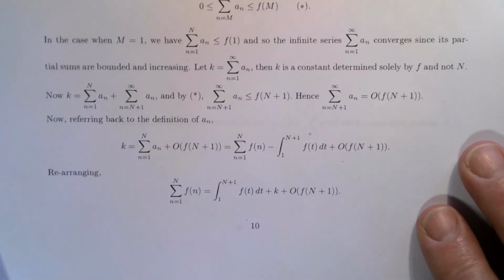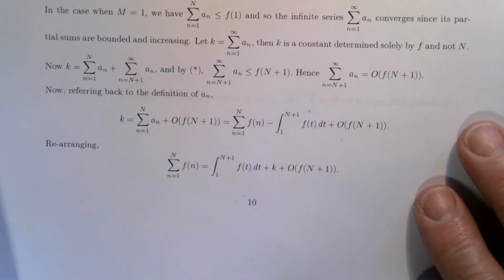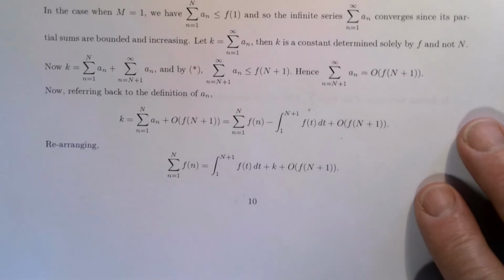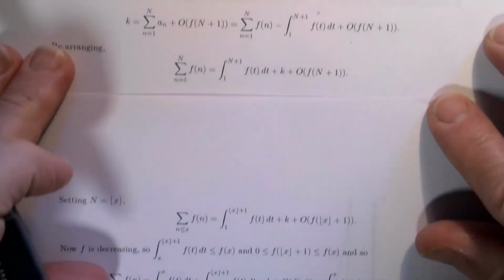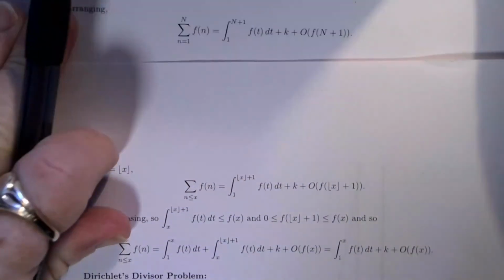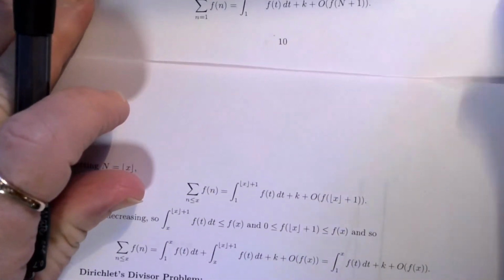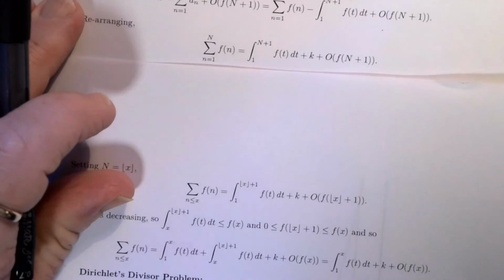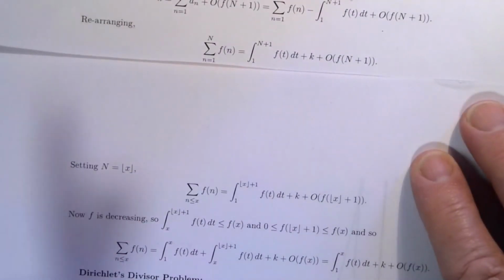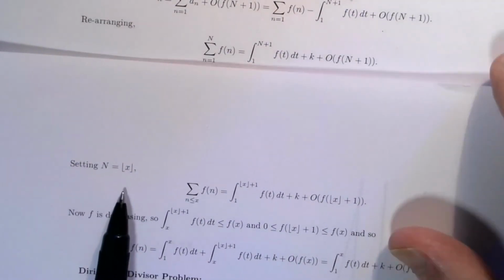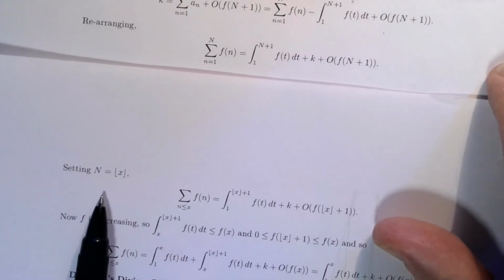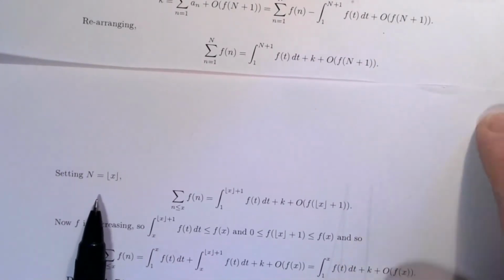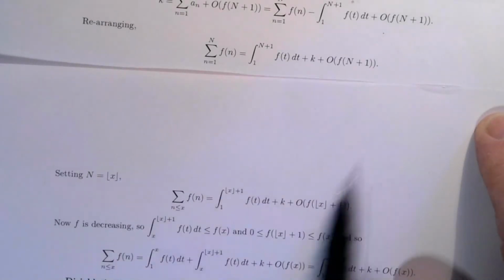Finally, we're getting very close now. We're going to put this capital N to be the floor of x. So put capital N now to be the floor of x in that expression. I'll just leave it there so it's still visible. Put this to be the floor of x. And we can then see that this expression here just turns into this.